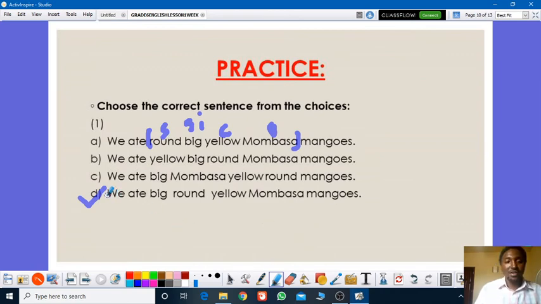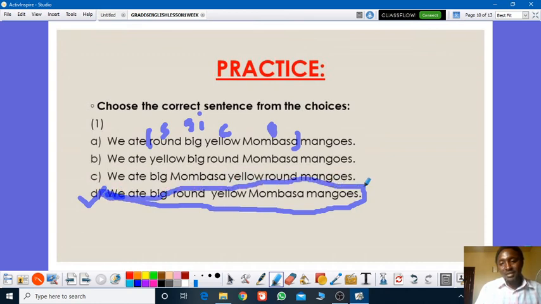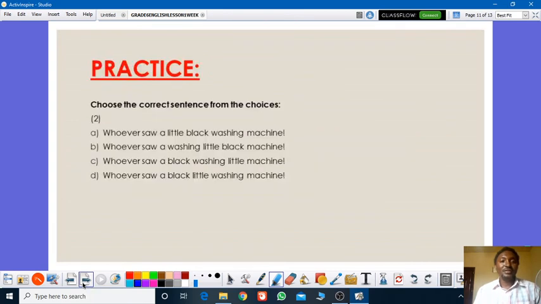And so our correct answer is D, that we ate big round yellow Mombasa mangoes. We ate big round yellow Mombasa mangoes. That should be the correct answer. There is practice number 2.